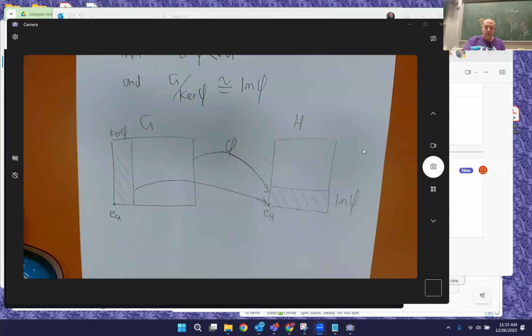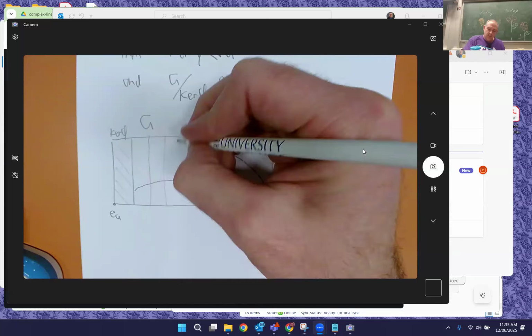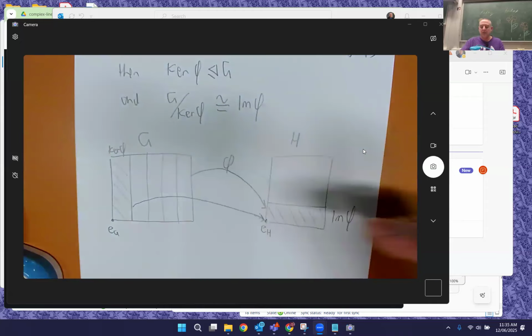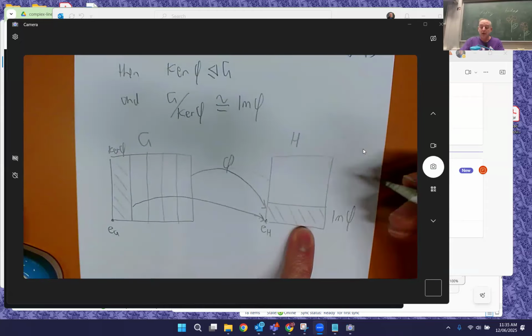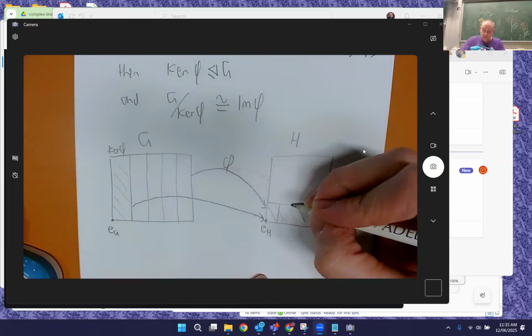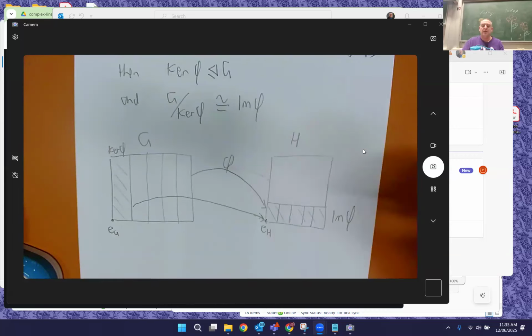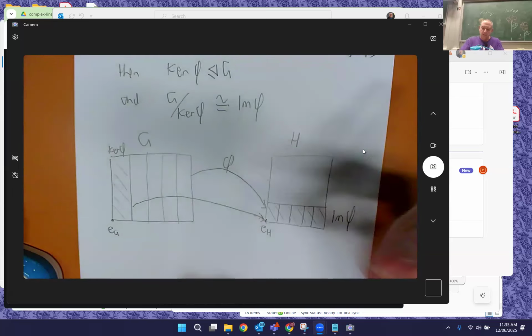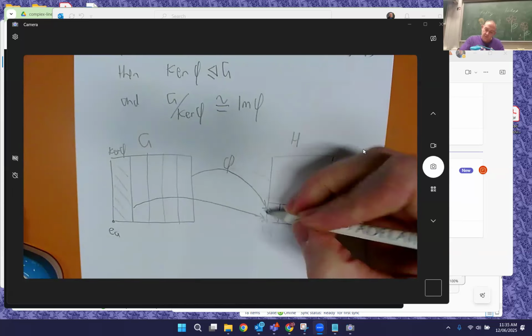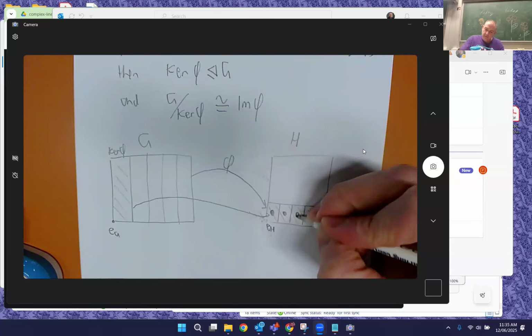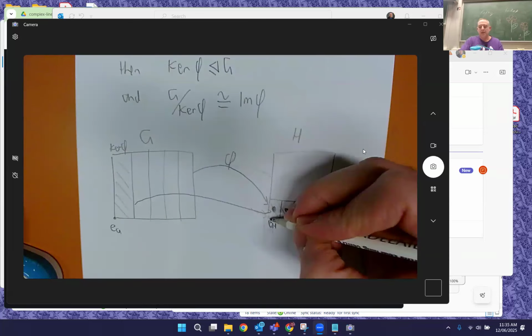And then what we're saying is that when you quotient G with the kernel of phi, what you get is something that's isomorphic to the image of phi. So what I'm going to do here is in fact this: 1, 2, 3, like that. And I'm not even going to do that, I'm just going to put a single dot there. Okay, that's my picture.